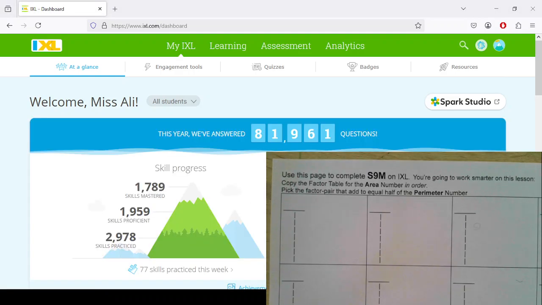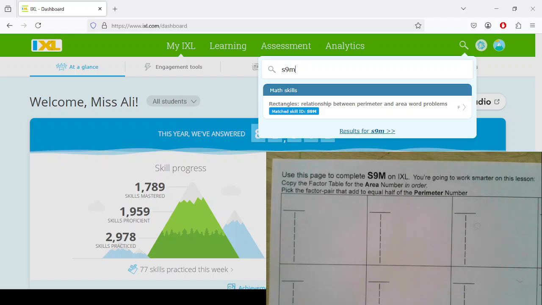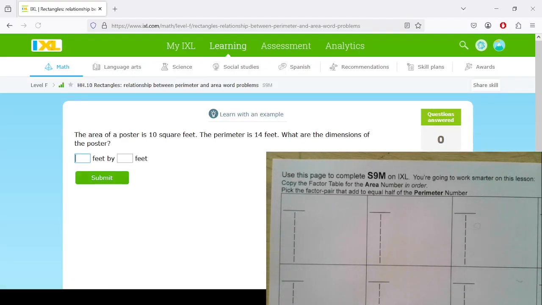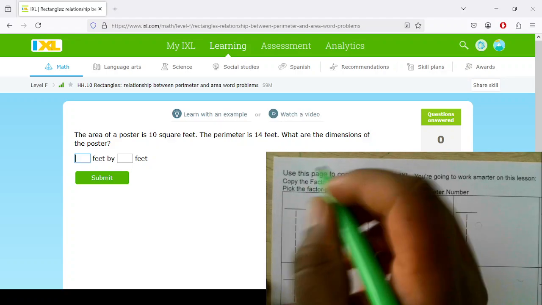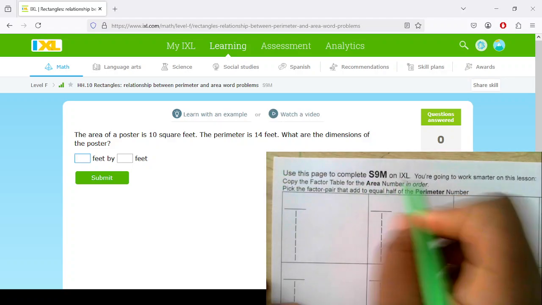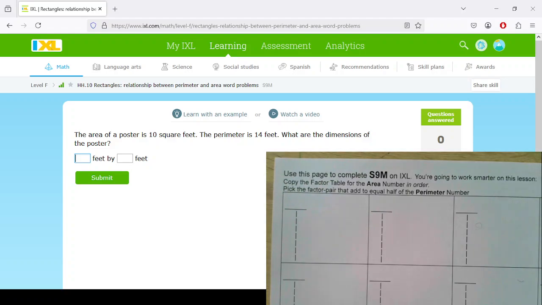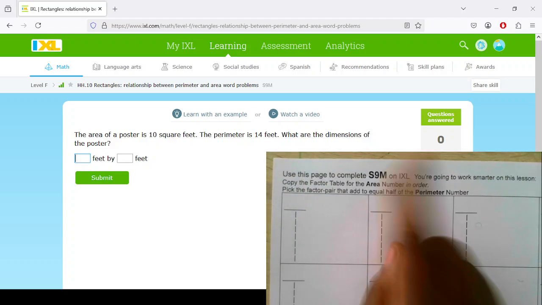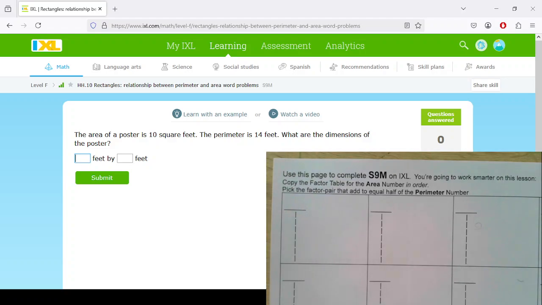So, let's take a look at this. S9M. There's the skill. I'm going to select it. I'm told to copy the factor table for the area number in order. So in the video, you'll have to look in the description to open up the link. Miss Ali is pretty confident in her factoring ability, and so I'm just going to factor the area number directly. And in a little while, you'll be able to factor the area number with a high success rate as well.